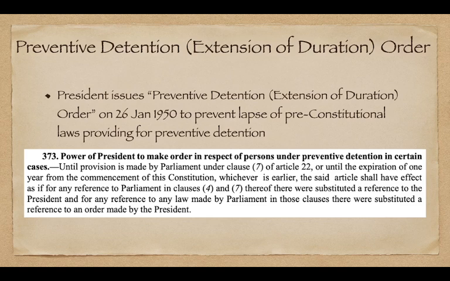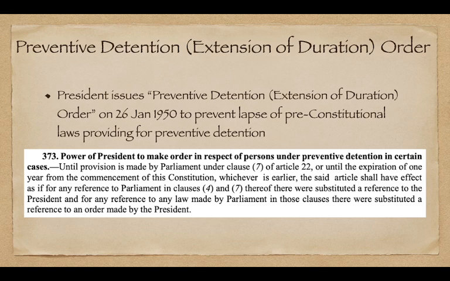You may pause the video to have a look at that particular article. So what this presidential order did was that it extended the functioning of the legislations beyond the date of the enforcement of the Constitution. These laws would have lapsed as soon as the Constitution came into force, but this presidential order extended their duration for 1 year as provided by Article 373. However, that was not enough as far as the government was concerned.